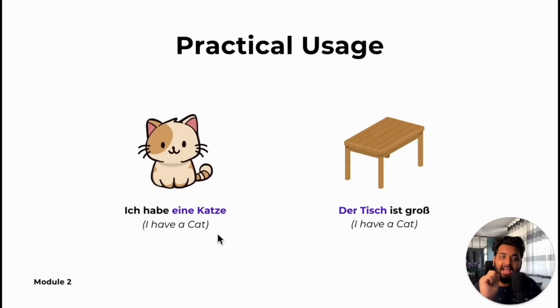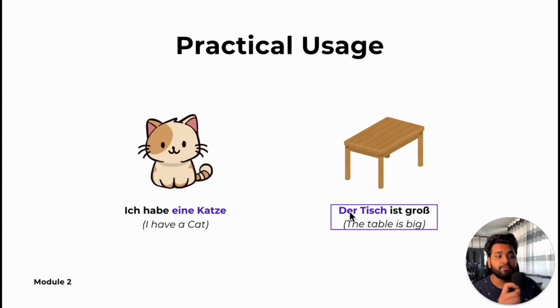Ich habe eine Katze. I have a cat. We said eine because remember Katze has the article die. Die will become the indefinite article eine. Eine Katze. Ich habe eine Katze. Let's look at another example. Der Tisch ist groß. The article of Tisch is der. That's why we use der Tisch.